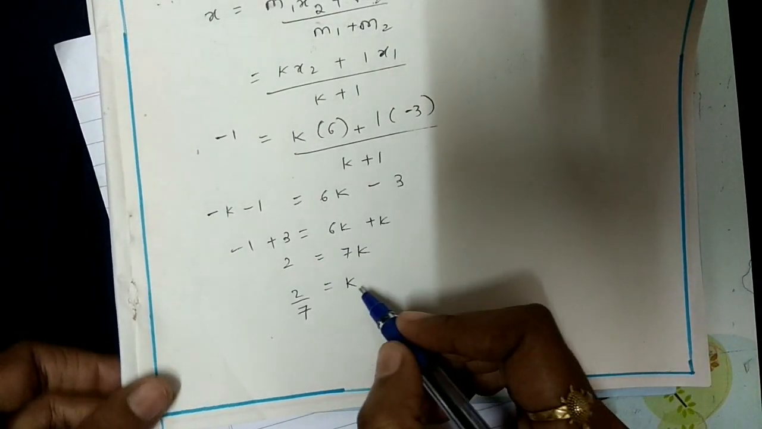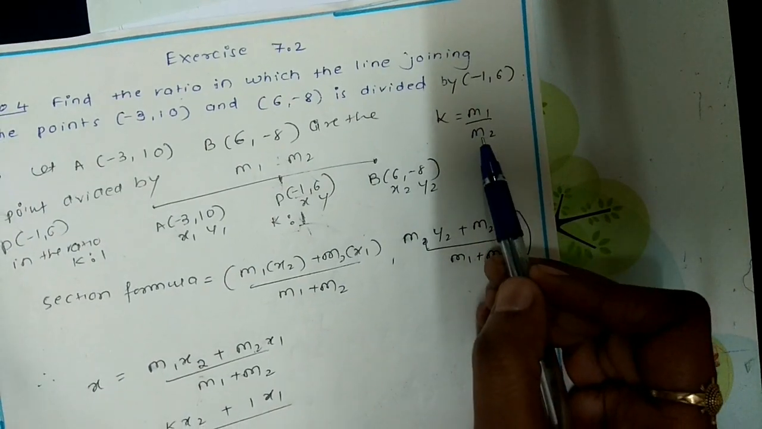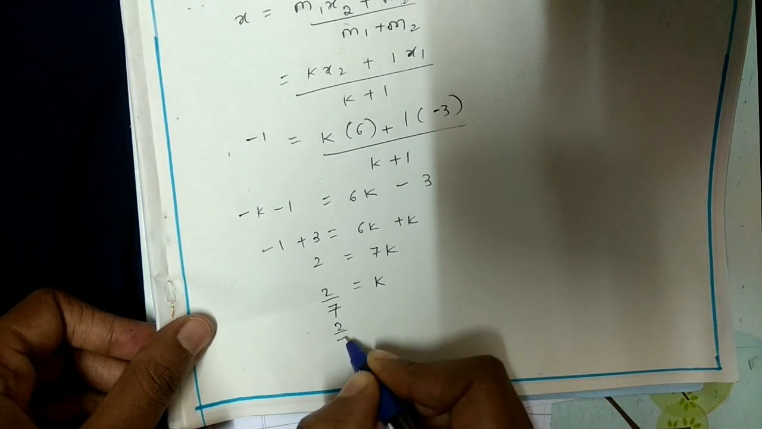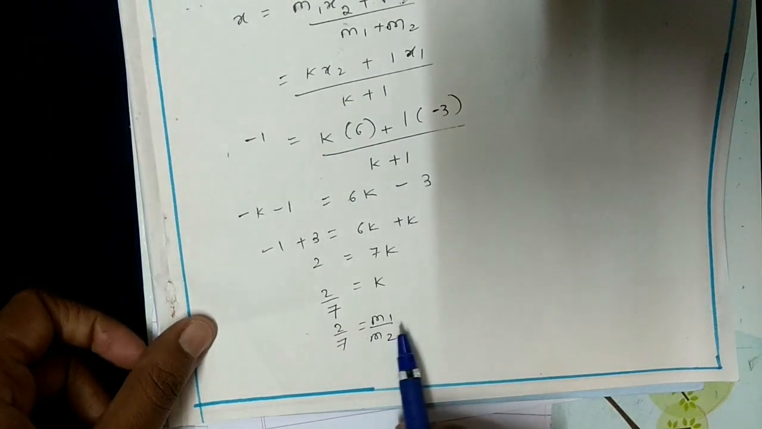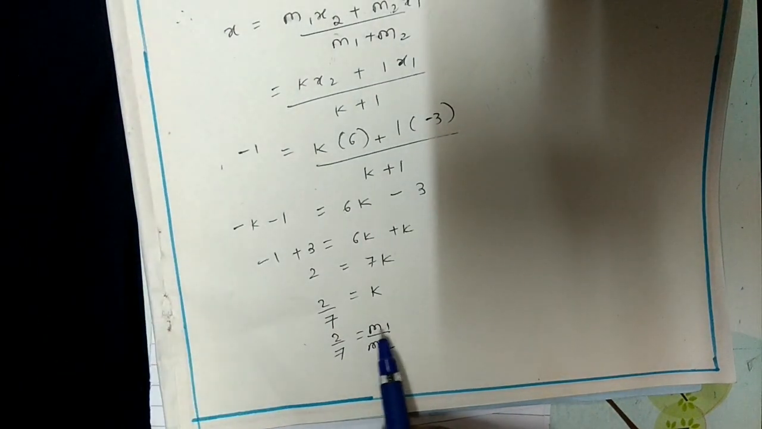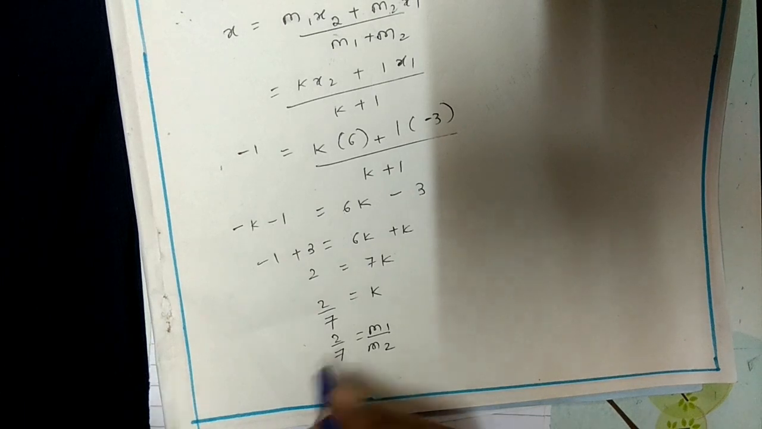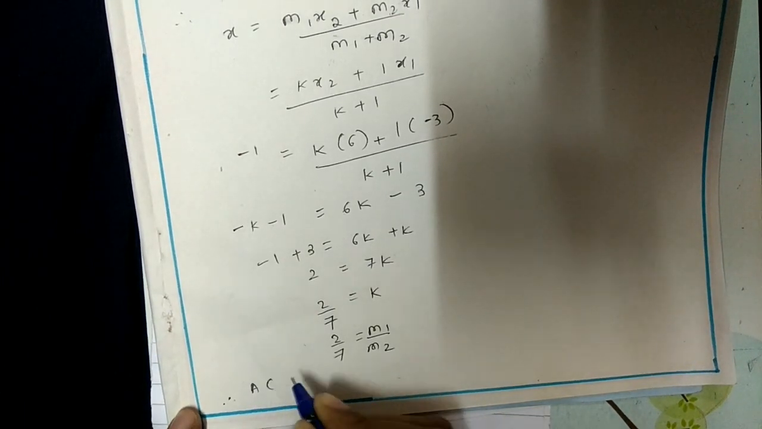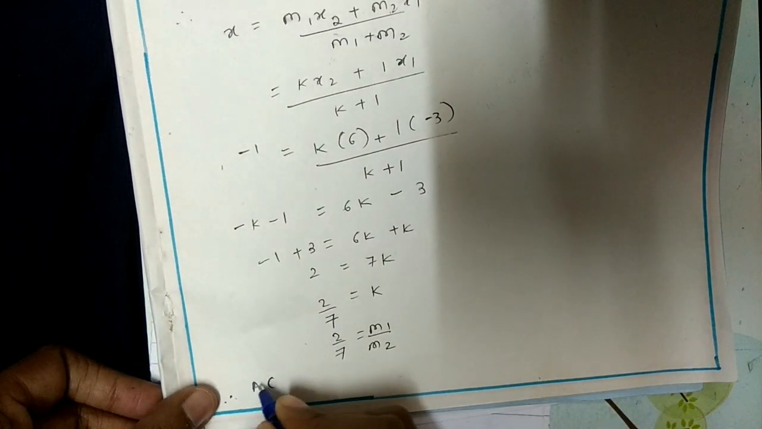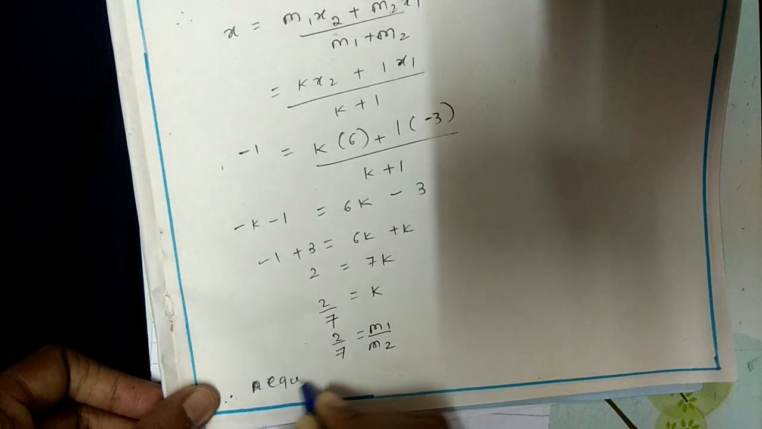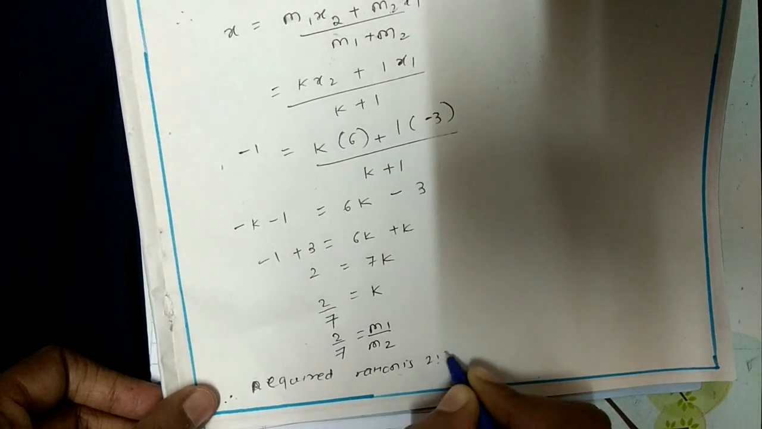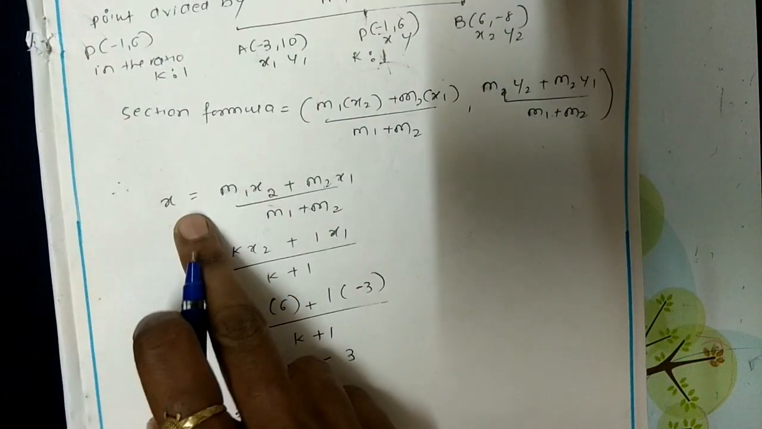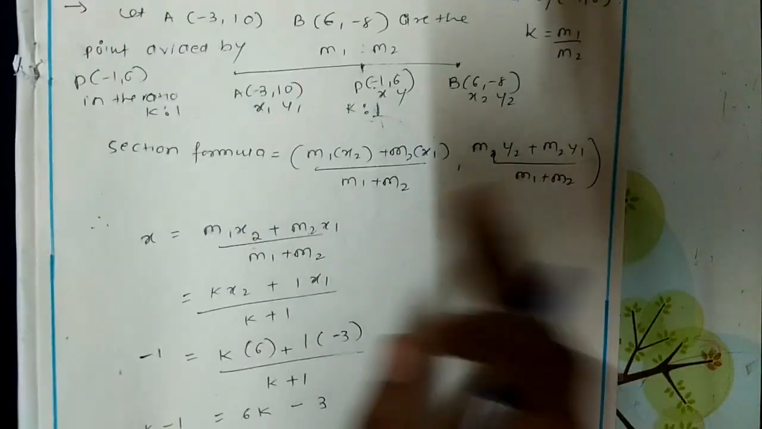And as we have taken, K is nothing but M1 divided by M2. So let us write here 2 divided by 7, and K is M1 upon M2. So what is the value? Equate the numerator and denominator. So M1 is 2 and M2 is 7. Therefore, the line joining the point, or you can write the required ratio is 2:7. So if you don't want to use this x and this formula, you can use the y. You will get the same answer.